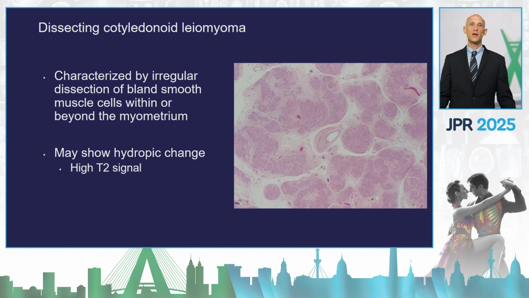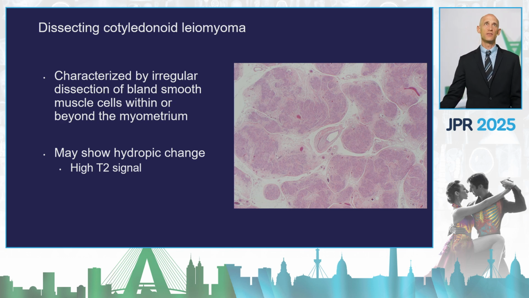Okay, another subtype or variant of leiomyoma is the dissecting cotyledonoid leiomyoma. These are characterized by irregular dissection of bland smooth muscle cells within or beyond the myometrium. These are often hydropic at pathology and therefore are T2 bright.